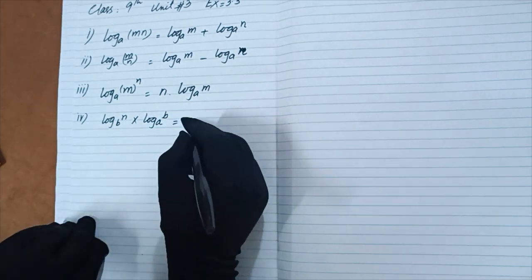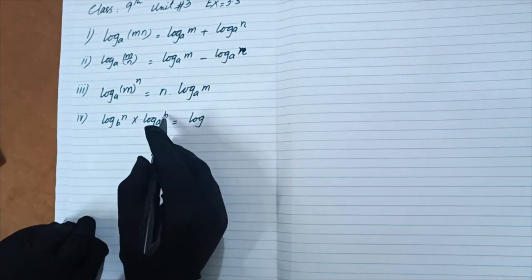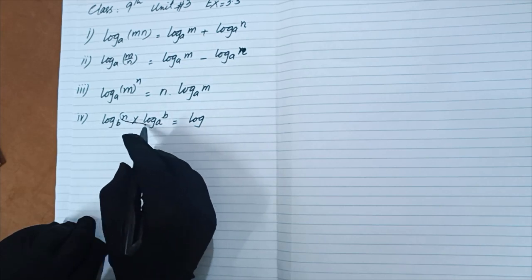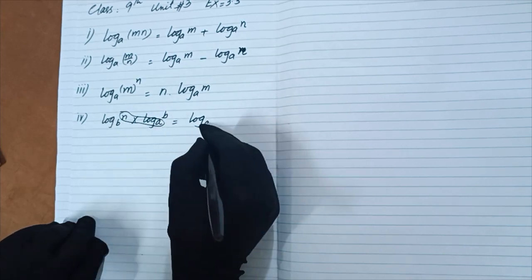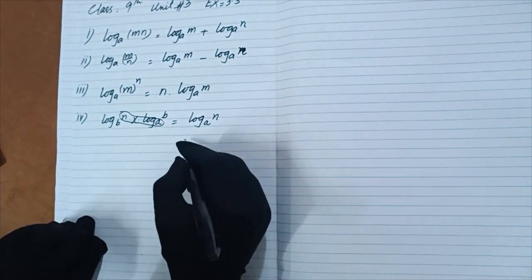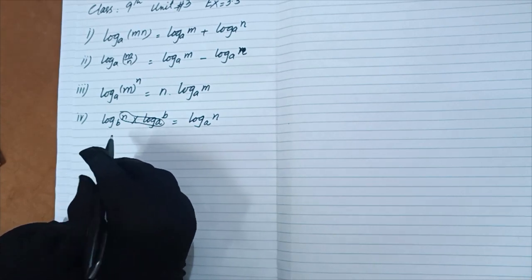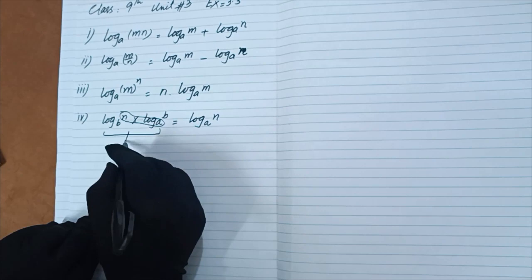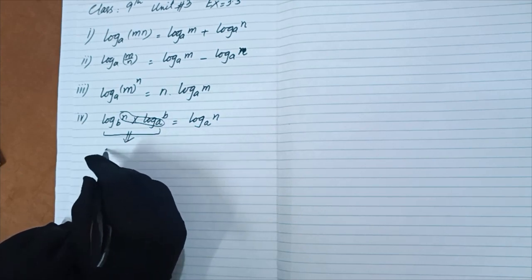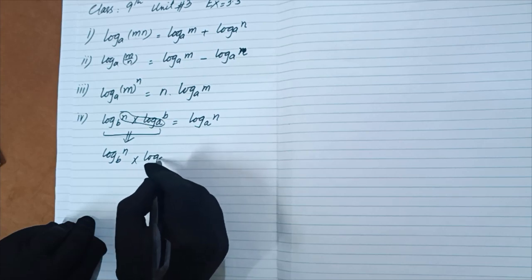So how it will be written: this is in the base and this is the number. Now base is a and number is n. This is called the change of base formula. Or it can be written as this one, it can be written as log bn into log ab.